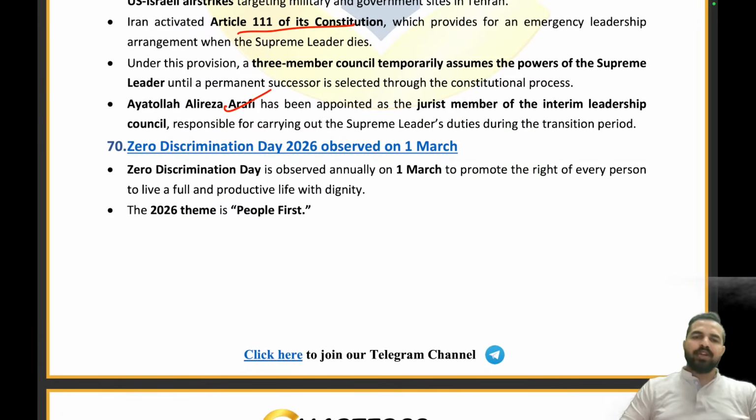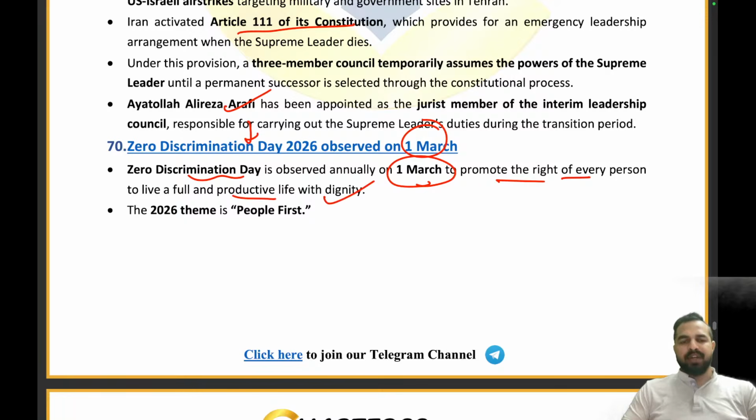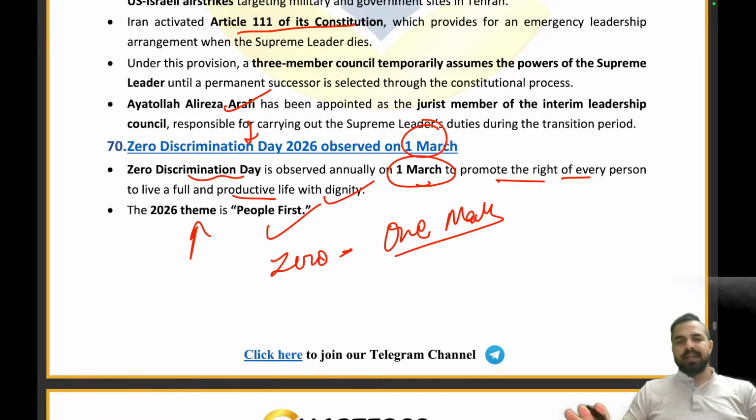Let's move on to Zero Discrimination Day 2026, which we observe on 1st March. Zero Discrimination Day is observed annually on 1st March to promote the right of every person to live a full and productive life with dignity. The theme for 2026 is People First. So People First is the theme for the year 2026. We celebrate Zero Discrimination Day. My dear friends, what comes after zero? After zero comes 1. So 1 March is the right answer. Clear everyone?